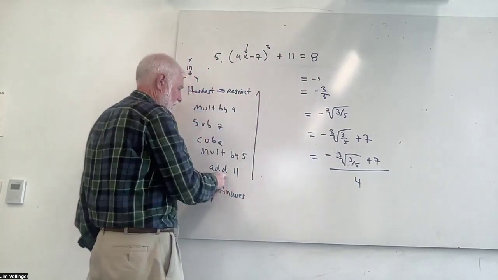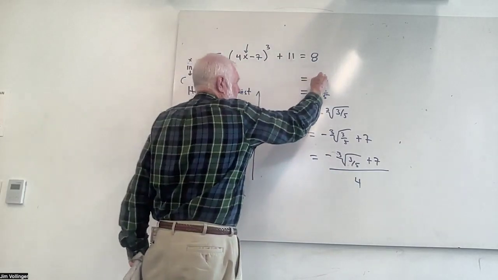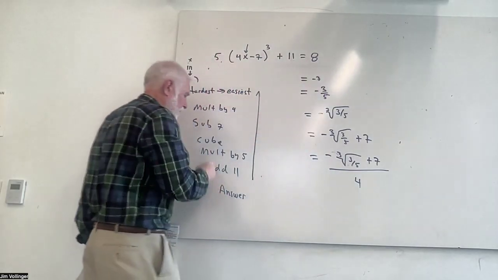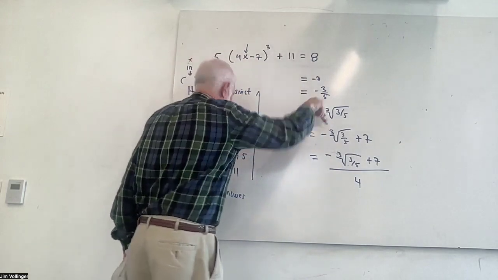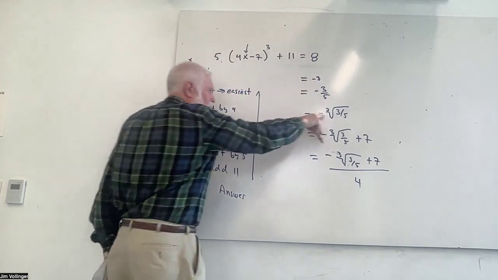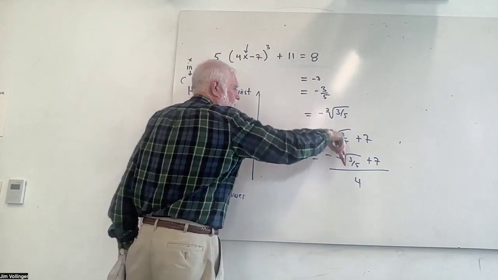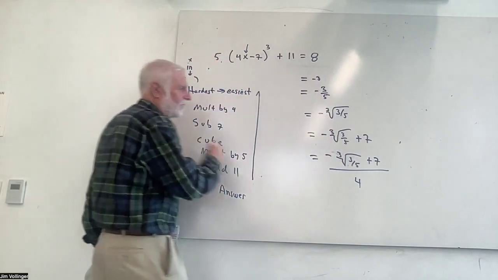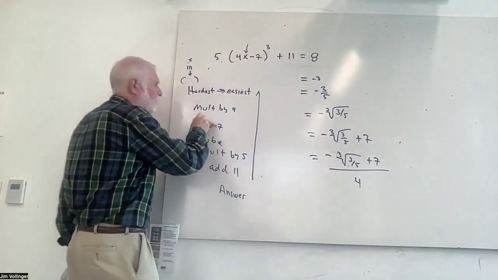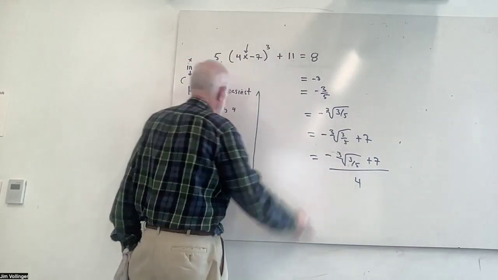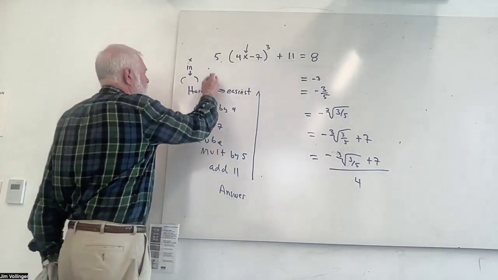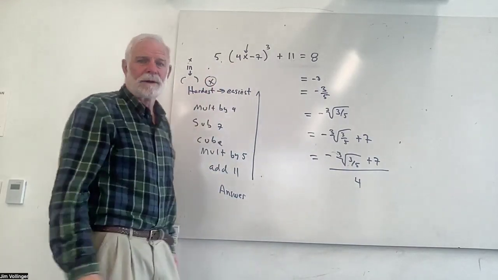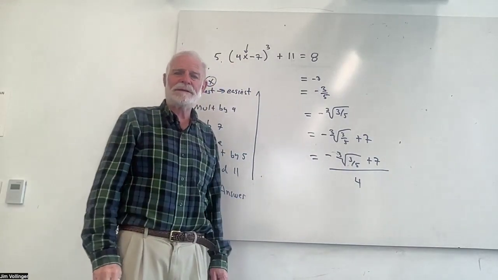All right, adding 11 became subtracting 11 from 8. Multiplying by 5 became division by 5. Cubing became cube rooting, knowing that the cube root of a negative is a negative number. Subtracting 7 became addition of 7. Multiplying by 4 became division by 4. And then we're getting back to the x value we started from. That's what I'm hoping to see in my class.